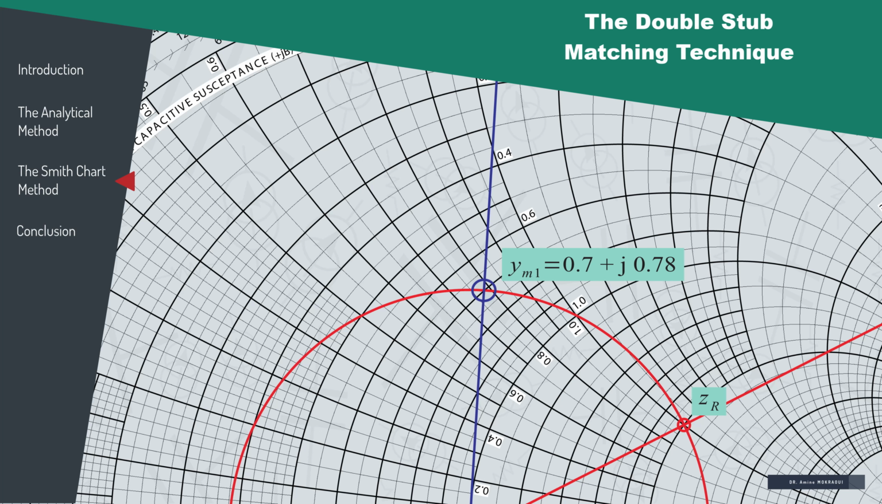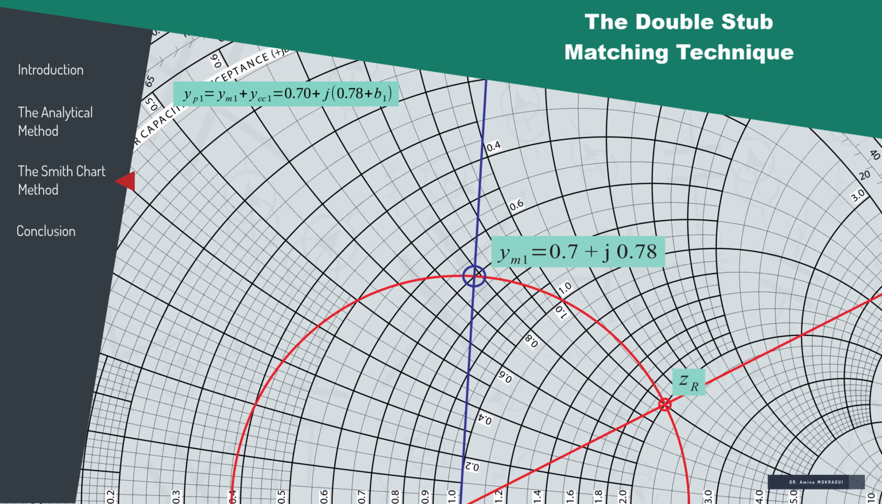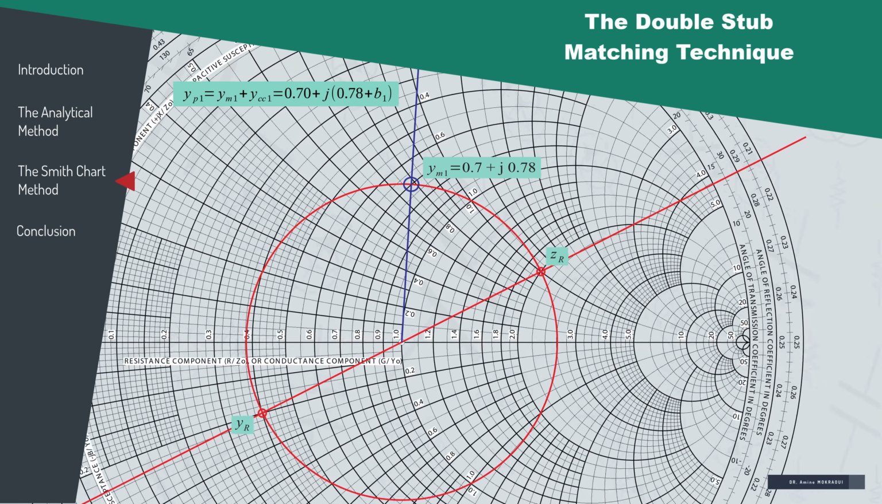At this stage, we are tempted to evaluate Yp1 as follows. Yp1 equal Ym1 plus Ycc1, which is equal to 0.70 plus J multiplied by 0.78 plus B1. But it's rather impossible because the admittance of the first stub Ycc1 is unknown. However, we know that Ycc1 is purely imaginary. Thus, Ym1 and Yp1 have the same real part, while the imaginary part is different. This means that Ym1 and Yp1 lie on the same R circle on the Smith chart.